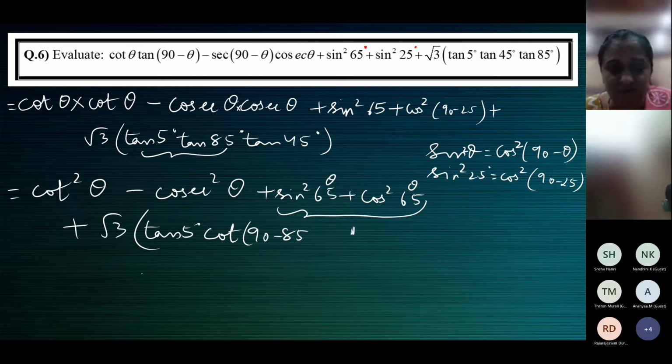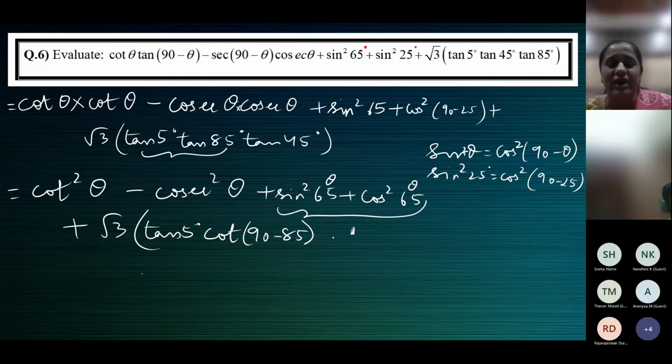Trigonometric ratios of complementary angles. Tan theta is equal to cot 90 minus theta. So tan 85 is equal to cot 90 minus 85. Instead of tan theta, you can write cot 90 minus theta. If you have tan theta somewhere, you can take that away and write cot 90 minus theta. Both are the same. So I'm writing tan 85 degrees as cot 90 minus 85 degrees.